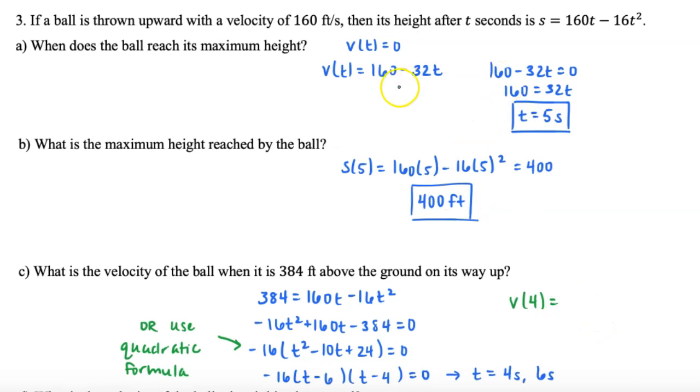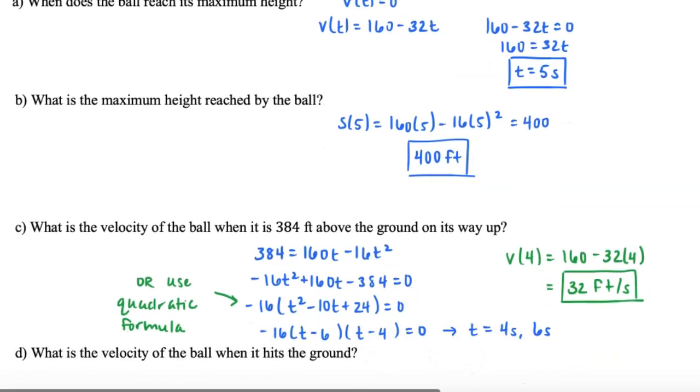So plugging in 4 to that velocity function, I get 160 minus 32 times 4. 32 times 4 is 128, and 160 minus 128 is just going to be 32. And so this is going to be positive 32, great, meaning this object is on its way up, 32 feet per second. All right, and one more.